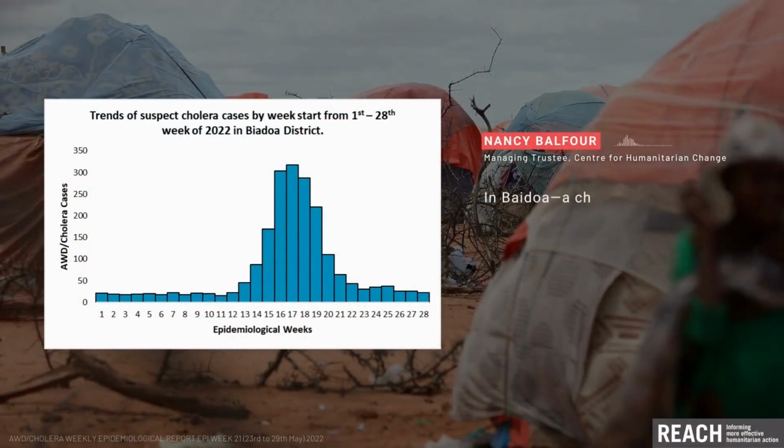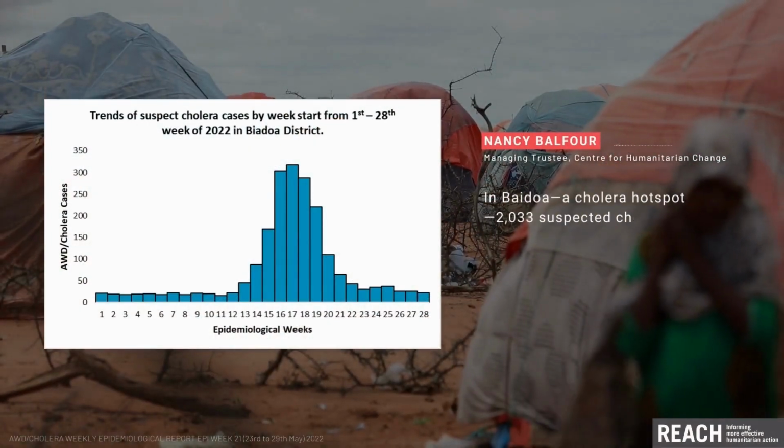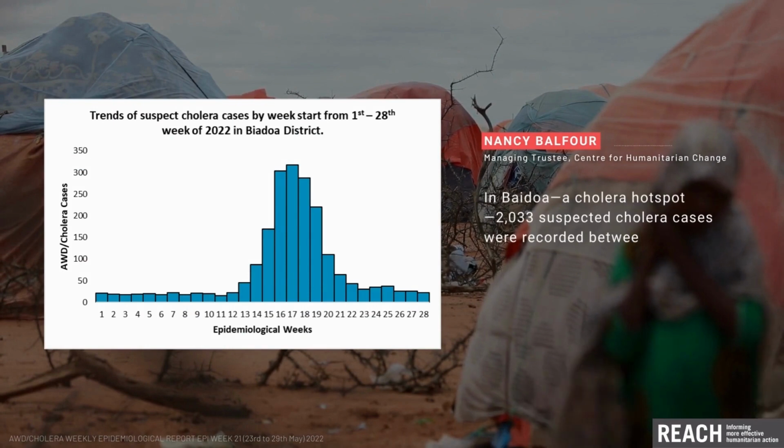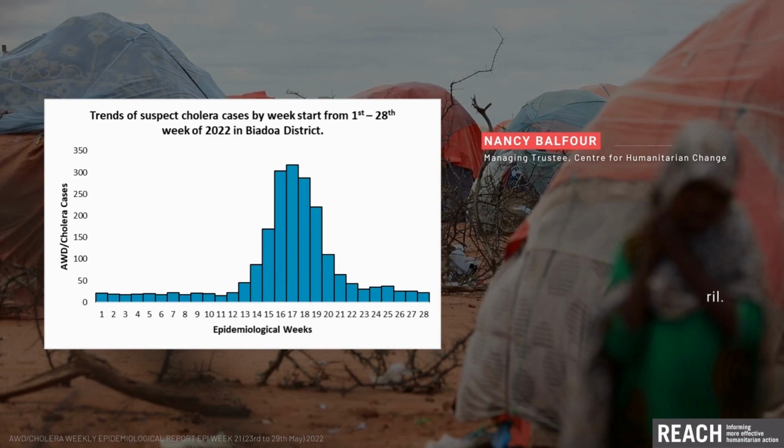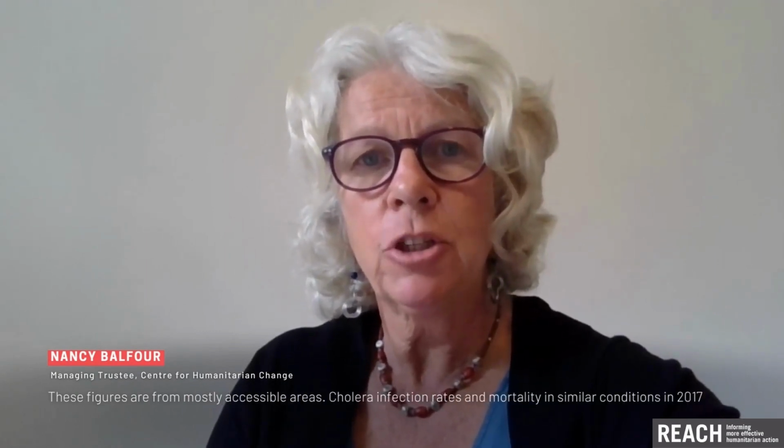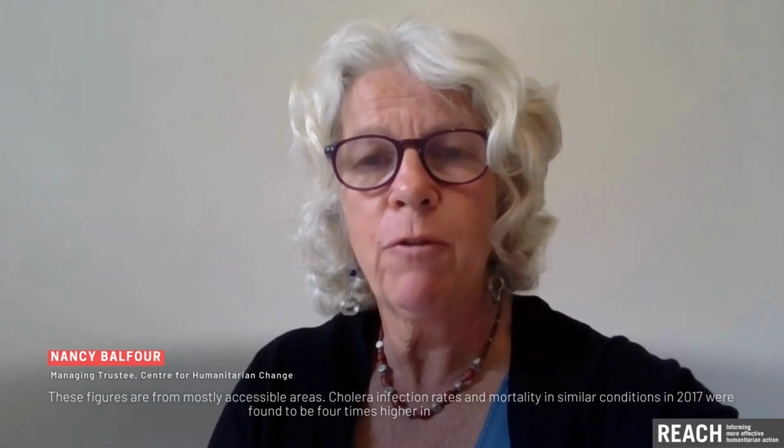In Baidoa, a known cholera hotspot, 2,033 suspected cholera cases were recorded between the start of 2022 and the 10th of July. In Burhakaba, a new spike of cholera cases was recorded in April. These figures are from mostly accessible areas. Cholera infection rates and mortality in similar conditions in 2017 were found to be 4 times higher in inaccessible areas.